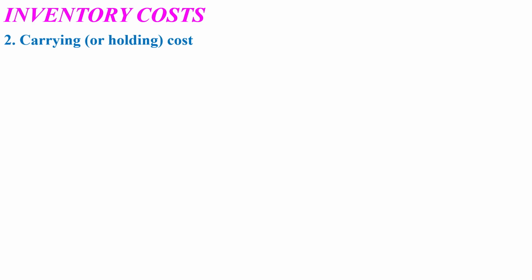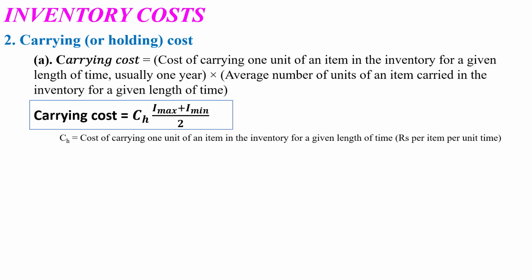Second one is the carrying or holding cost. First formula for the carrying cost is the carrying cost equal to CH into (I max plus I minimum) divided by 2, where CH equal to the cost of carrying 1 unit of an item in the inventory for a given length of time, and I max equal to the maximum inventory. Generally maximum inventory value equal to Q, and minimum inventory I minimum is equal to 0. Then carrying cost CC equal to CH into Q by 2.